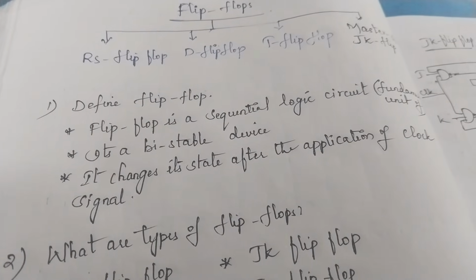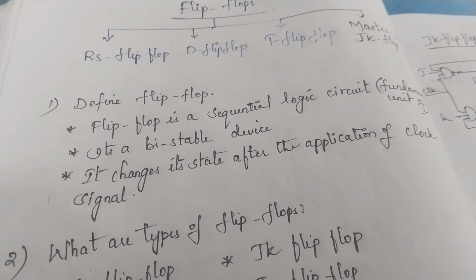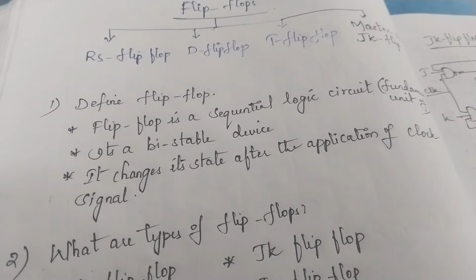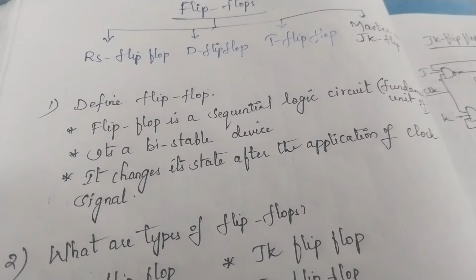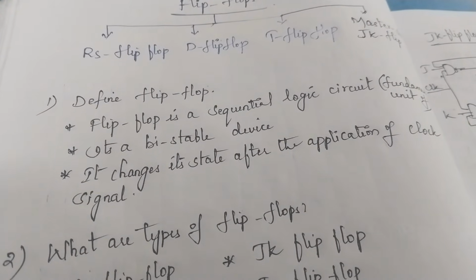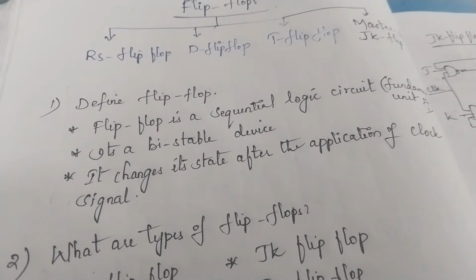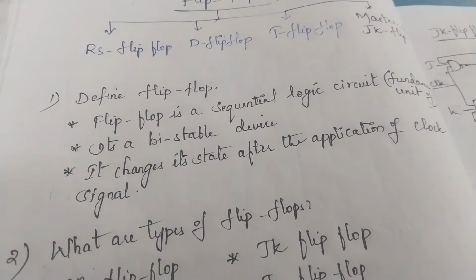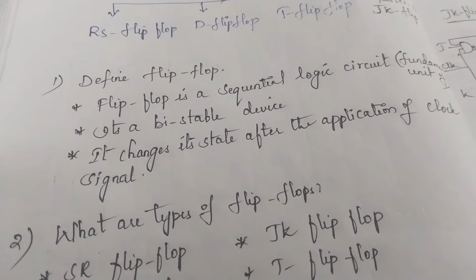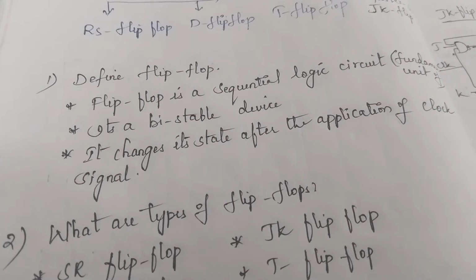So let's start the topic here, that is flip-flop. The various types of flip-flops covered in the syllabus are RS flip-flop, D flip-flop, T flip-flop, JK flip-flop, and master slave JK flip-flop. So let's discuss the first point, that is the definition of flip-flop.